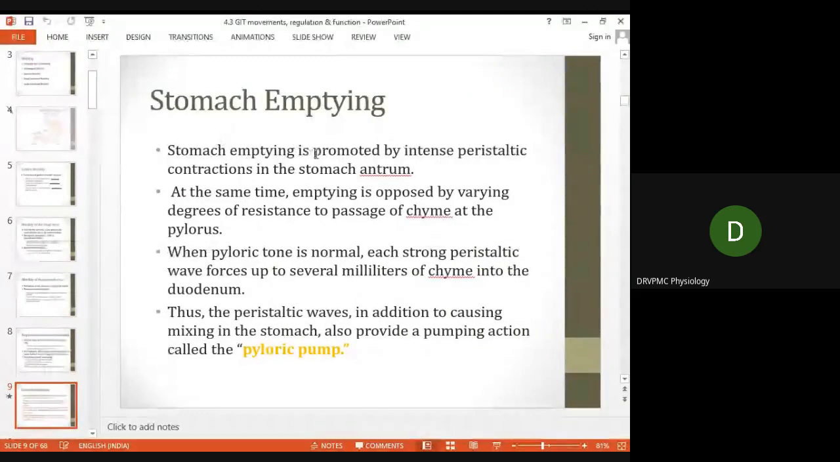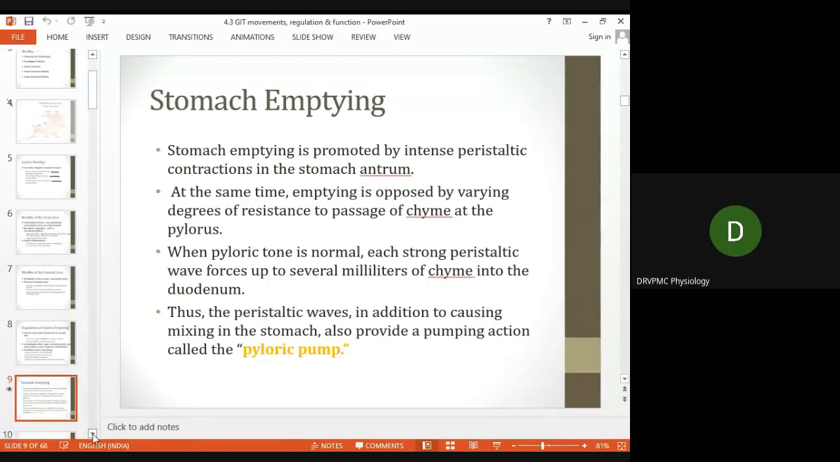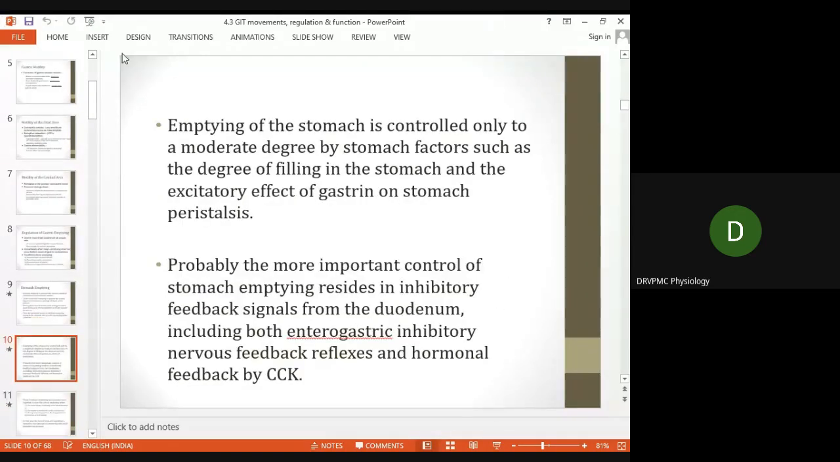Okay, stomach emptying. The stomach emptying or gastric emptying is promoted by intense peristaltic contraction in the antrum of the stomach. At the same time, emptying is opposed by varying degrees of resistance to passage of chyme at the pylorus. When pyloric tone is normal, each strong peristaltic wave forces up to several millimeters of chyme into the duodenum. Thus, the peristaltic wave, in addition to causing mixing in the stomach, provides a pumping action that is called the pyloric pump.